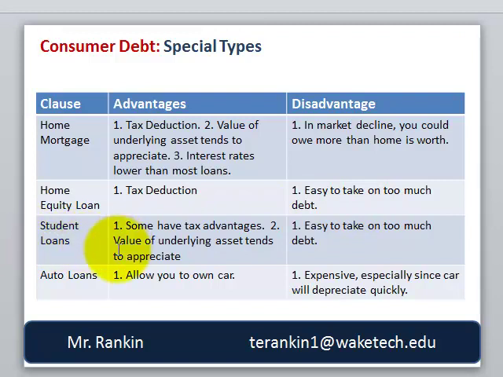Student loans tend to have tax advantage. Some of them you need to check. Biggest advantage is the value, basically the investment in yourself, tends to appreciate, tends to make you more valuable. Auto loans, big disadvantage is they tend to be very expensive.